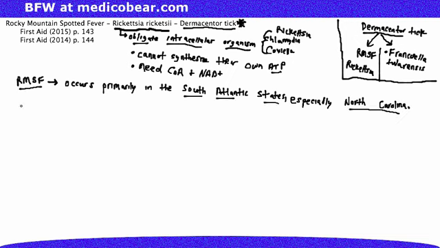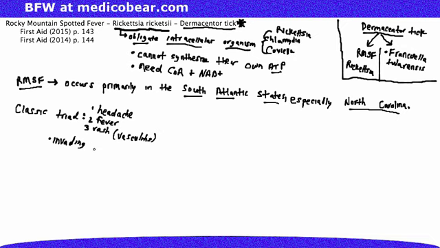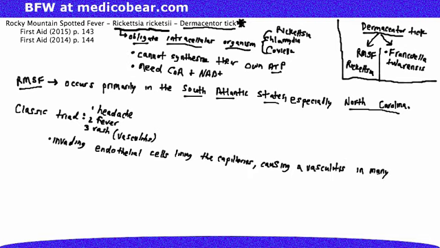Now, there is a classic triad caused by this disease: headache, fever, and also a rash. I'm going to go ahead and put in parentheses vasculitis. Okay, so this is the classic triad that we're going to be seeing with this disease. A little bit more about the pathogenesis of Rickettsia is that it's going to be invading endothelial cells lining the capillaries, causing a vasculitis in many organs like the brain, liver, lungs, kidneys, skin, and GI tract.